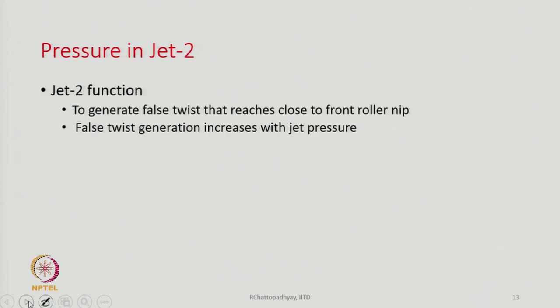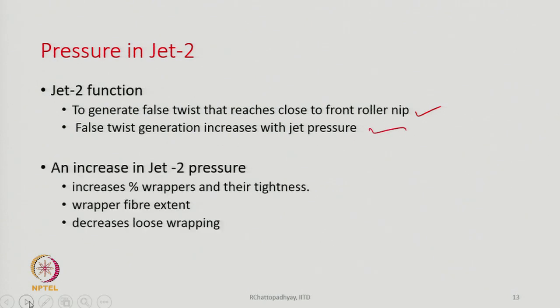Pressure in jet 2, its function is to generate false twist. That is the main purpose, and the false twist should reach close to the front roller nip. So, therefore, pressure in jet 2 is always more than pressure in jet 1. False twist generation increases with jet pressure, and an increase in jet 2 pressure will therefore increase the percentage of wrappers and their tightness, how tightly they are wrapping on the yarn body.